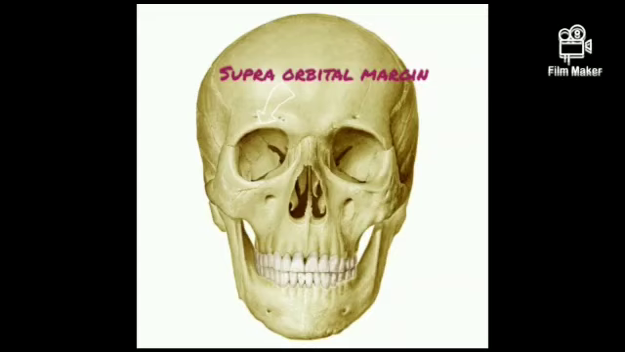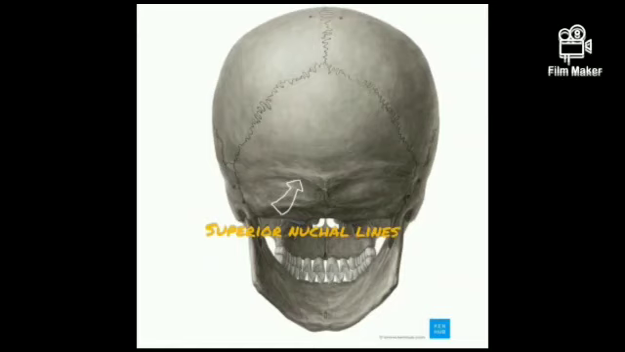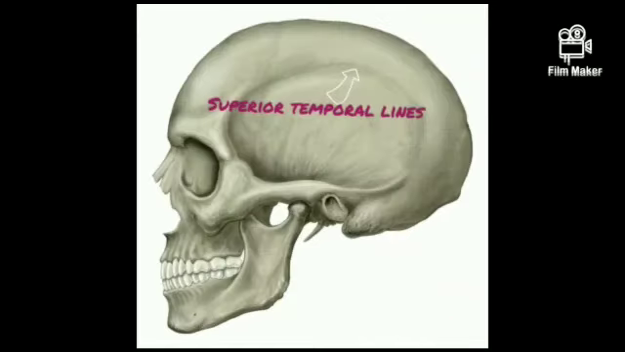The boundaries of the scalp: in the anterior aspect it starts at the supraorbital margin. The posterior aspect ends at the external occipital protuberance and superior nuchal lines. On each side it includes the superior temporal lines.